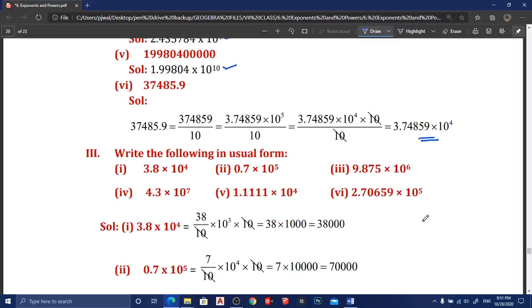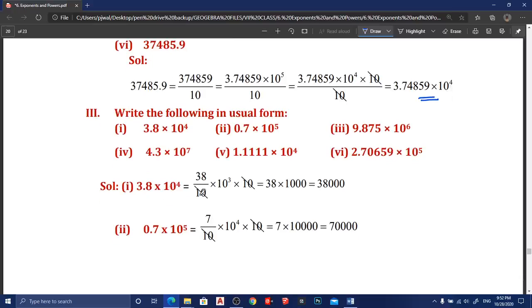Next, third problem. Write the following in usual form. Already they are given in the standard form. You have to write in the reverse form. So to write in the usual form, you have to remove the decimal point and write them as a fractional form. You already learned this in the decimals and fractions chapter.